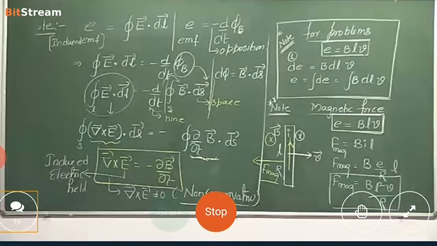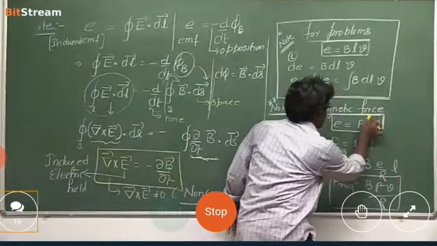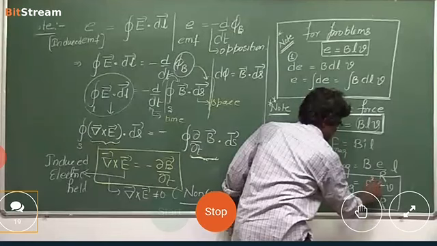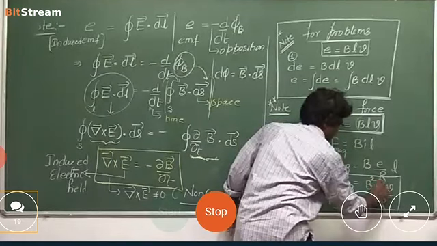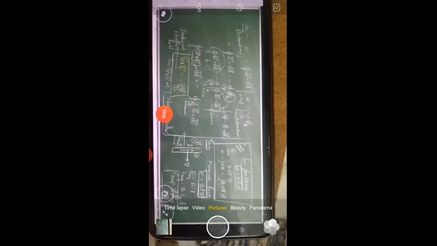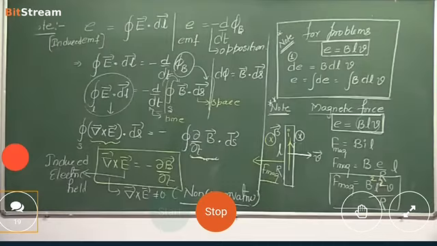Let us finish the problems. I think this is E = BLV by R. I think one more B squared. B squared. B, one more B is there. Come on, make it fast.